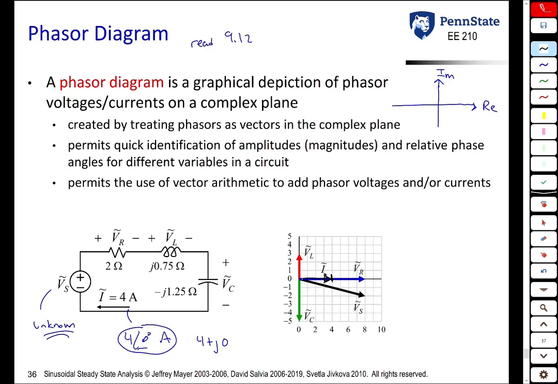The voltage across the resistor we know is in phase with the current through the resistor, and its amplitude is going to be 2 times the current amplitude. So the voltage across the resistor, VR phasor, is now this vector here. Notice it is 8 plus J0.